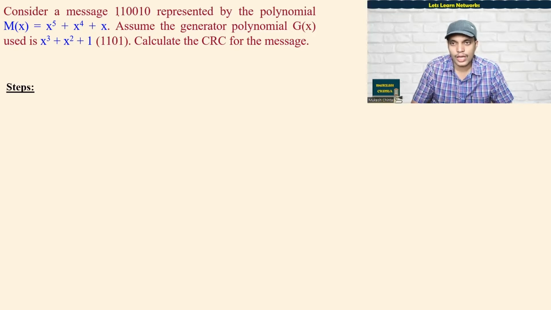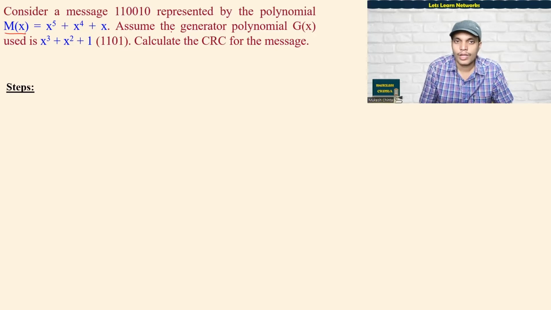First, please count the number of bits. 1, 2, 3, 4, 5, 6. 6 bits. So the first element will be x power 5, because you have to consider from x power 0. So there is a 1 here, x power 5. There is another 1 here, plus x power 4. For x cube, it's a 0. For x square, it is a 0. For x, it is a 1 here. So x power 5 plus x power 4 plus x. This is your m of x, which is your message polynomial.